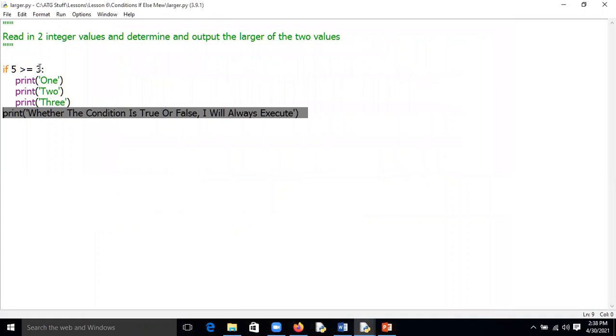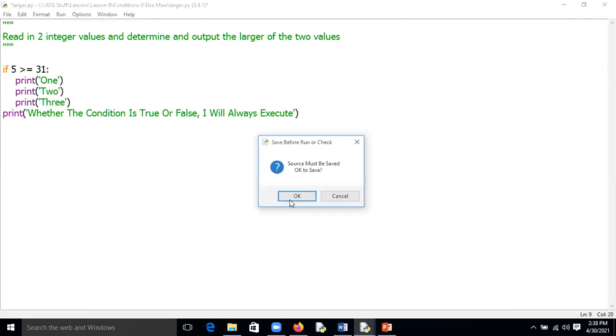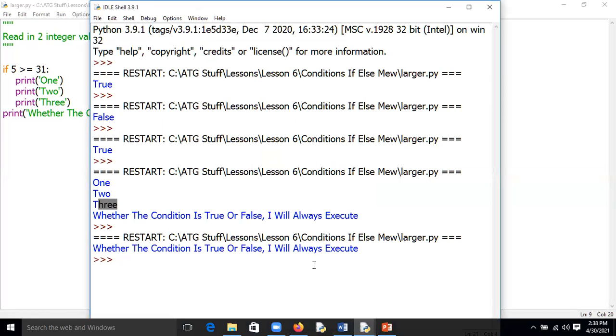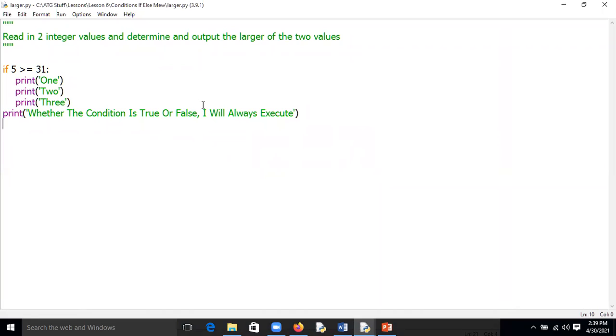Now, just to show you something else, I'm asking you, is 5 greater than 31? No. Is 5 equal to 31? No. So none of this should take place, but that would always take place. So let's go check it out. Notice what your output is. Whether the condition is true or false, I will always execute. So can you see the 1, 2, and 3 were not displayed because the condition was false. Okay. Now I've actually put in 5 and 31 here.